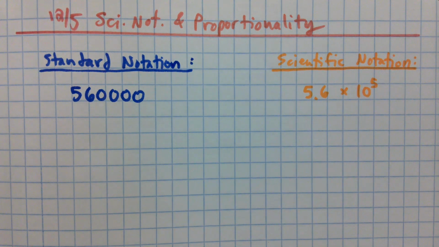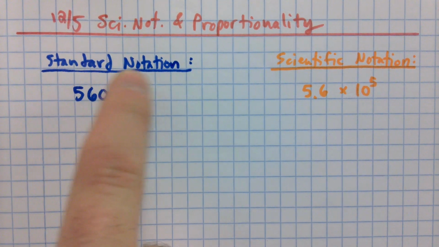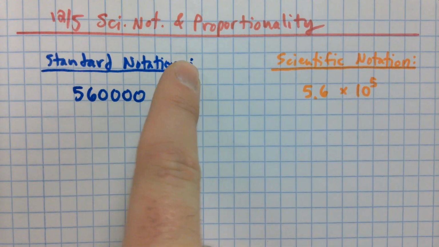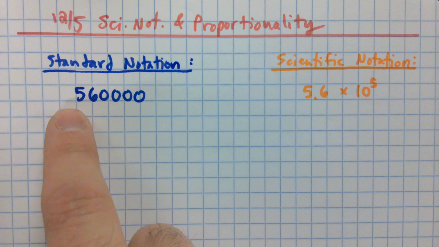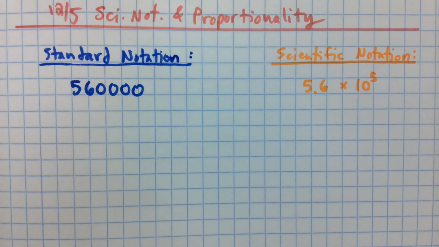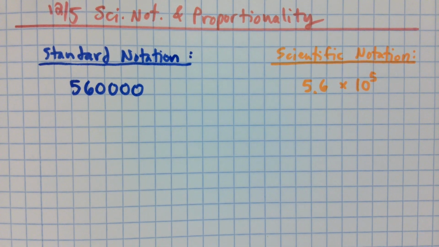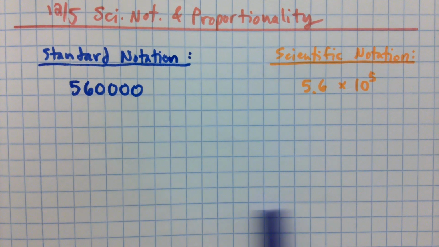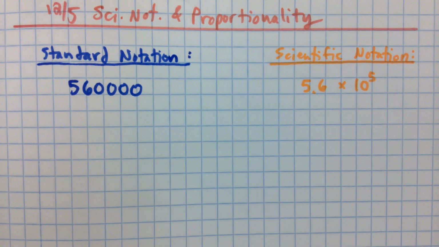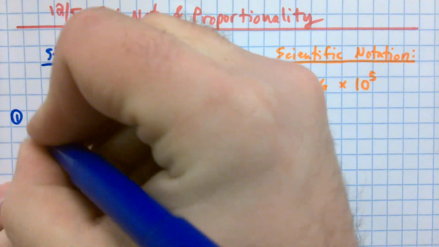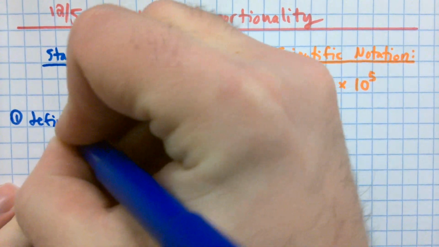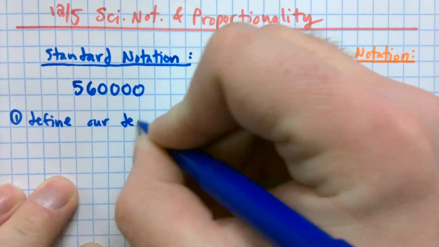All right. So this number here in standard notation, that just means the standard way we would write it, or the normal way, is 560,000. So let's go through how to convert this number into scientific notation. The first thing we need to do is define our decimal.